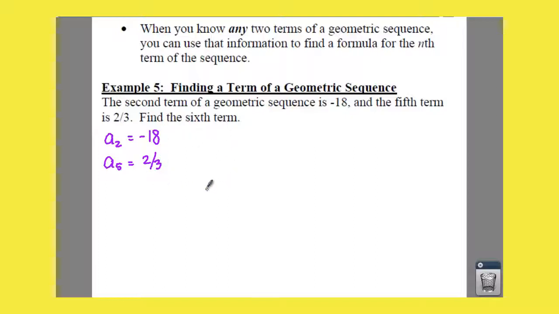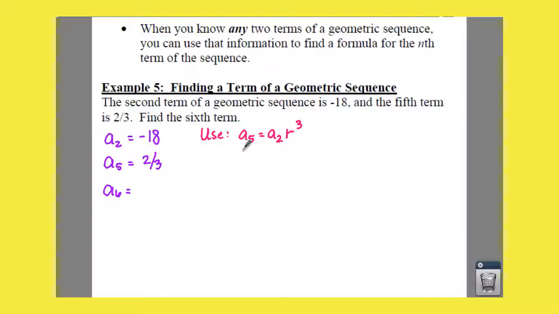We need to find our sixth term. Well, we can't just say a sub 6 is equal to something because we need to know what our ratio is here. So if we want to know what our ratio is, what we can do is, to find your fifth term, if we went from our second term and we need to find our ratio, well, we know the difference between 5 and 2 is a 3. So we can plug these numbers in.